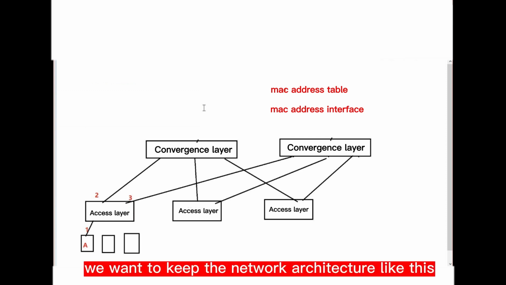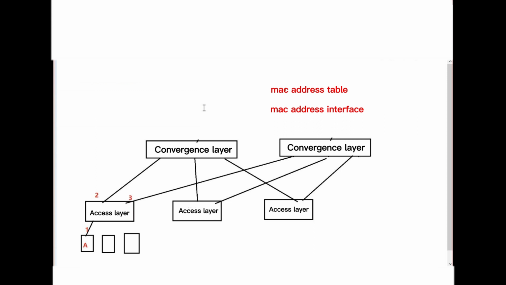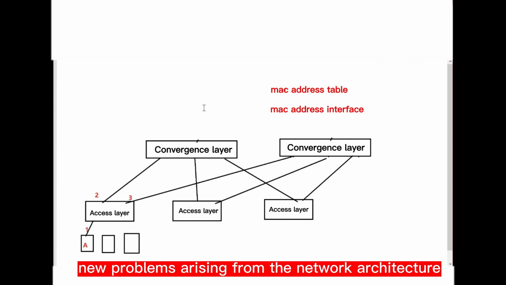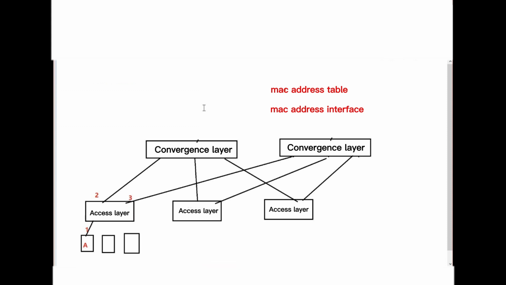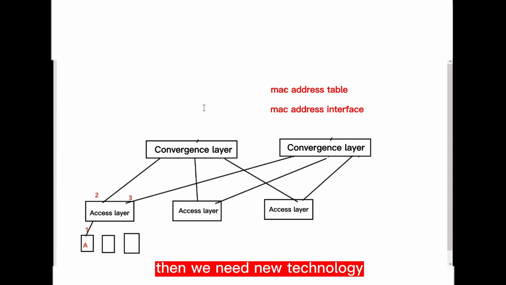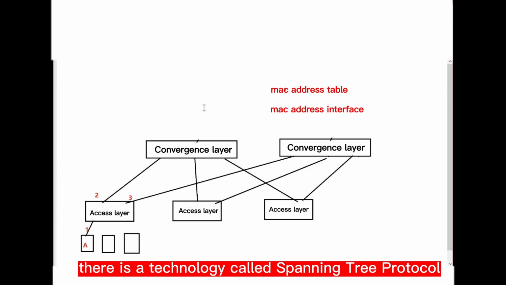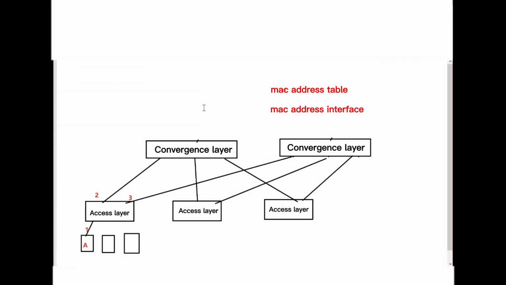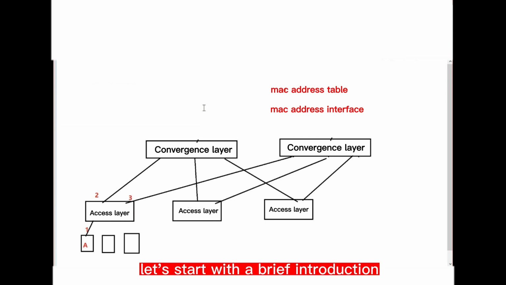We want to keep the network architecture like this. At the same time, new problems arising from the network architecture must be solved. Then we need new technology. There is a technology called Spanning Tree Protocol, called STP. Let's start with a brief introduction.